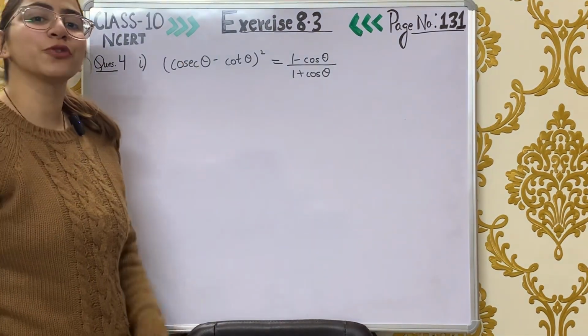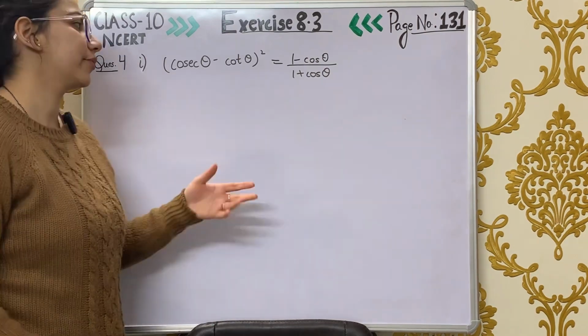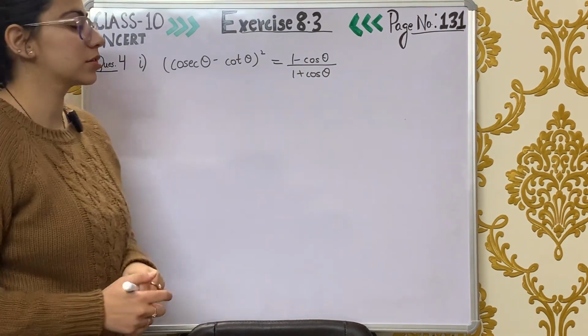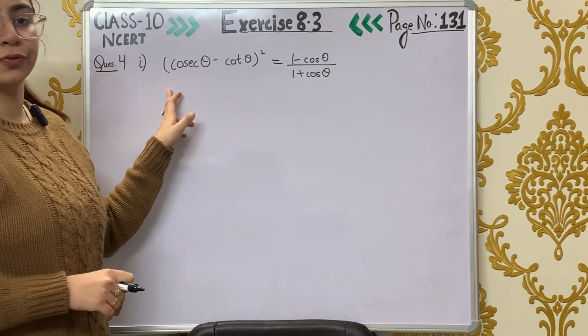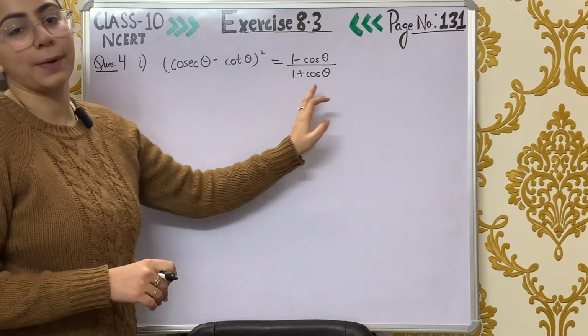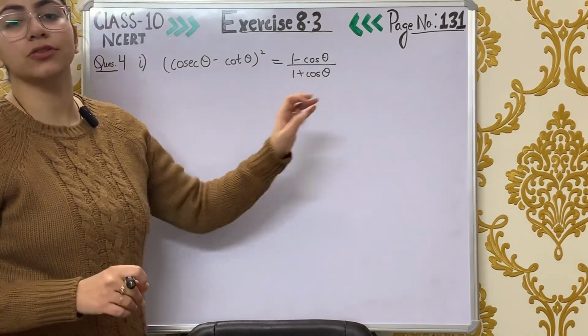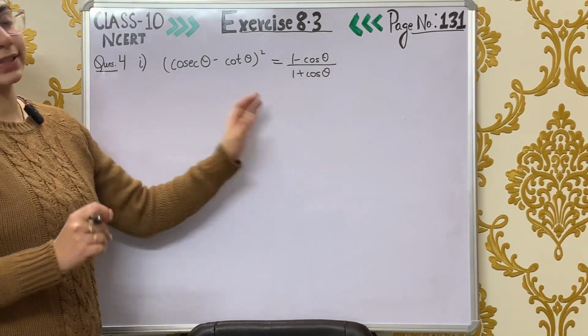So now let's move to question 4, where we have to prove the following identities and where the angles given are acute angles. So let's start with the first part. We have to prove that cosecant theta minus cot theta whole square is equal to 1 minus cos theta upon 1 plus cos theta. So let's start from the left hand side and reach the right hand side.